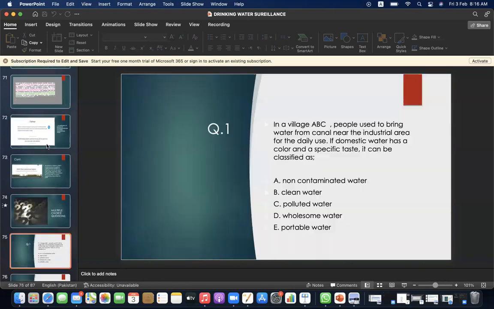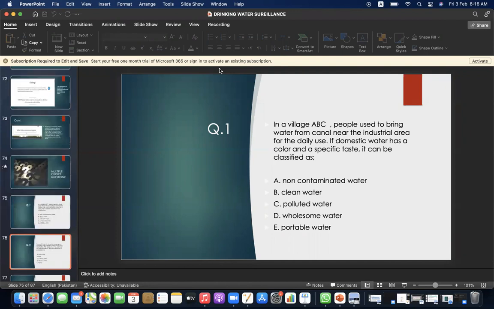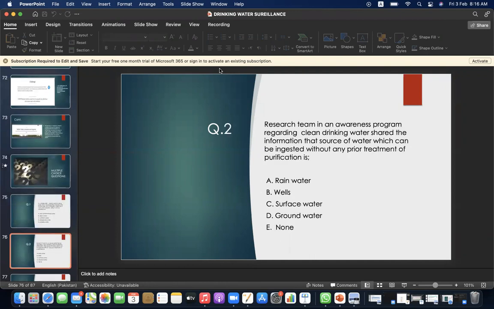Time for MCQs. MCQ number 1: in a village, ABC, people used to bring water from a canal near the industrial area for daily use. If domestic water has a color and a specific taste, it can be classified as A, non-contaminated water, B, clean water, C, filtered water, D, wholesome water, E, potable water. Anyone? It's C, polluted water.